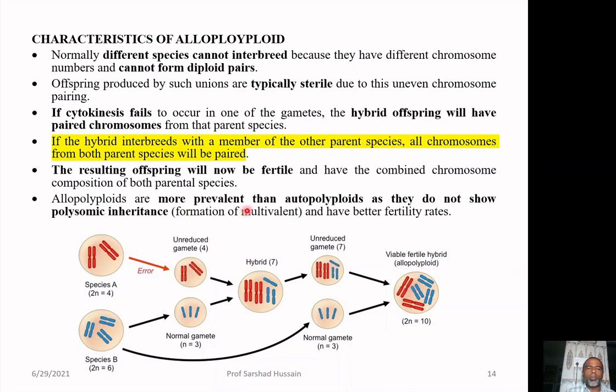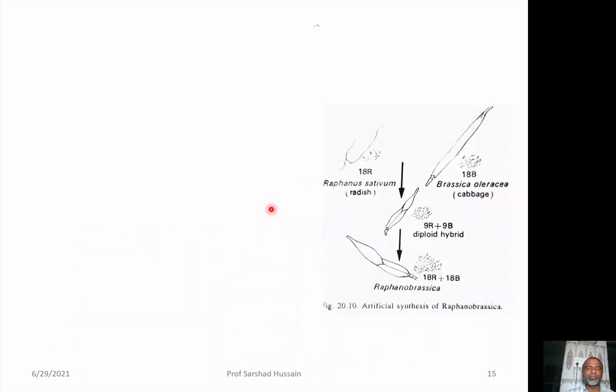Allopolyploids are more prevalent than autopolyploids because they do not show polysomic inheritance. Polysomic inheritance means multivalent formation. Allopolyploids will normally be fertile when a pair of chromosomes is there, because when there are more than 2 chromosomes coming from different species, they will not pair normally. So, once they will not pair, they will not form multivalents.